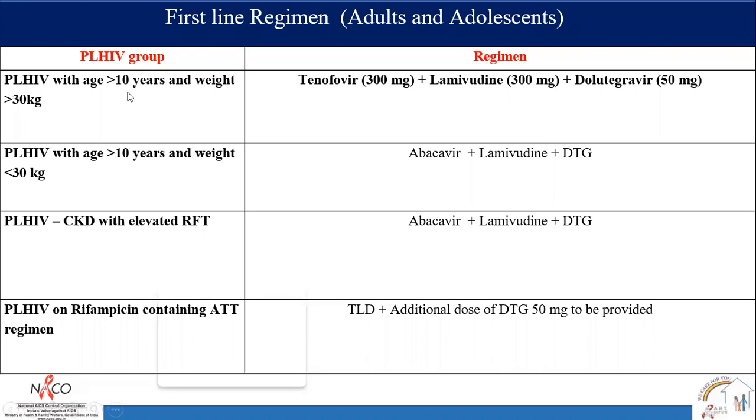The first line drug for adults is the first one given here. Please remember the dosage. It is the TLD regimen: Tenofovir 300 mg, lamivudine 300 mg, dolutegravir 50 mg. It comes as a combination tablet.